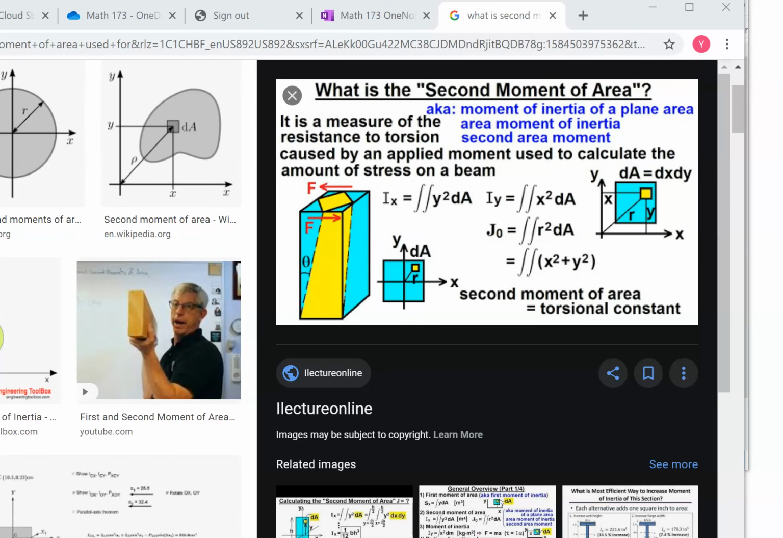If you want to know more about the physical properties, this guy's got a pretty good lecture online, and you can check it out. If you Google what is the second moment of area, you will find this diagram as well as the link to the lecture. But one thing I do want to indicate is that here are formulas for second moment of inertia. Again, I sub x has got a y squared in it, I sub y has got an x squared in it.